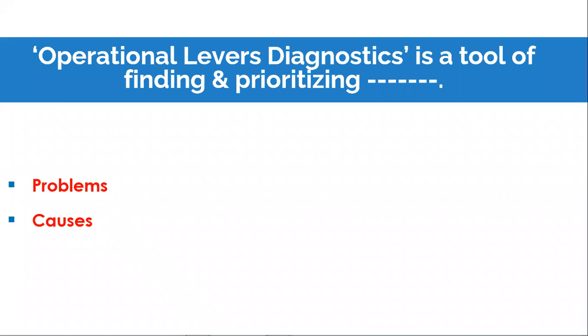Right. So let's go to questions in this particular session. Whatever we have studied, we'll go through those questions. MCQ questions. Operational levers diagnostics is a tool of finding and prioritizing problems or causes. And the answer is problems. Operational levers diagnostics is a tool of finding and prioritizing problems. It's not a tool of finding and prioritizing causes.